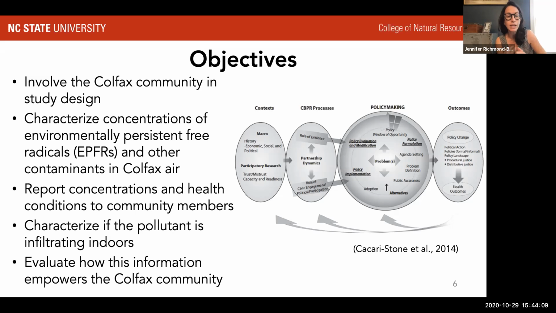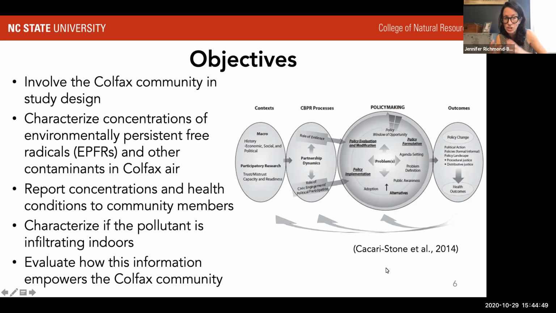We're also going to be working to characterize other contaminants in the Colfax air, and the information about which ones we characterize has come largely from our interviews and other sources of information that I'll talk about in a little while. We want to report concentrations and health conditions back to community members. We're designing that app to do that. Makiko is really taking the lead on that design. We're also going to be characterizing pollution infiltration indoors by taking dust samples towards the end of the study. And we'd like to evaluate how this information empowers the Colfax community.